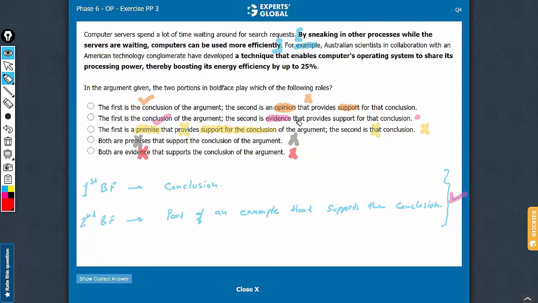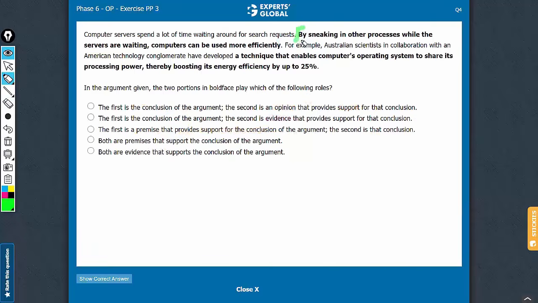Let's confirm choice B once. We know that this is the main conclusion of the argument, and this is something that supports the conclusion. In choice B, you have the first is the conclusion of the argument. That is right. And then the second is evidence. See, it is a concrete fact here, all of this from here to here. Therefore, yes, it can be called an evidence. So yes, the second is evidence that provides support for that conclusion. That conclusion, as in the conclusion of the argument, the first boldface. Yes, that's correct. B is the correct answer choice.